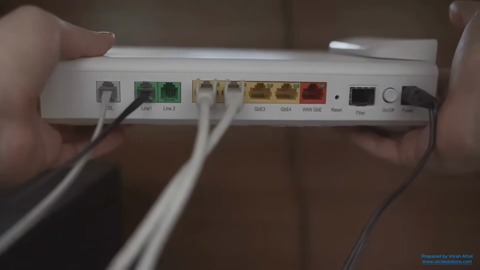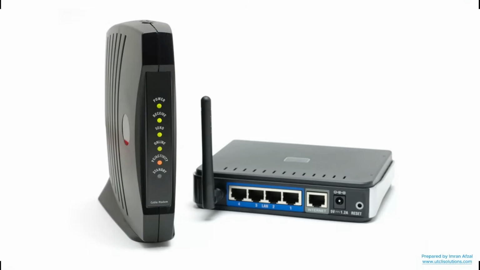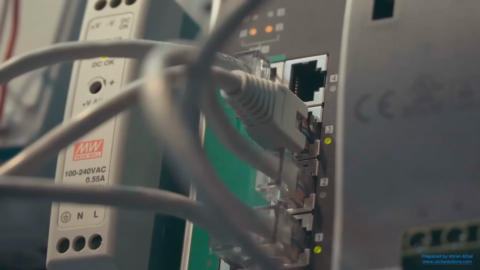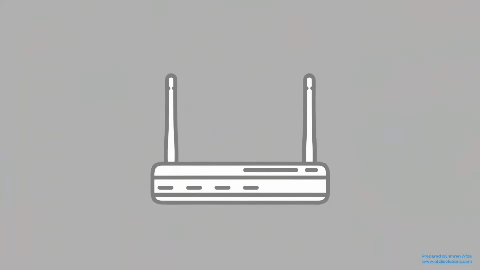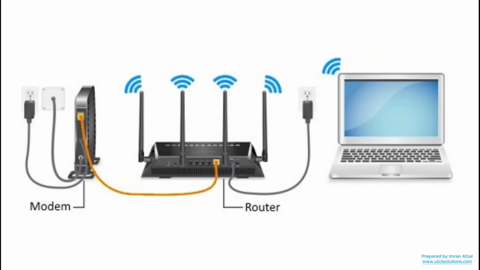Because when you look at its images, they look similar to each other. So the answer is: modems and routers often look similar, and sometimes they're even combined into one device, but they're not the same thing. So, modem connects your home to the internet, while router shares the internet with all your devices.